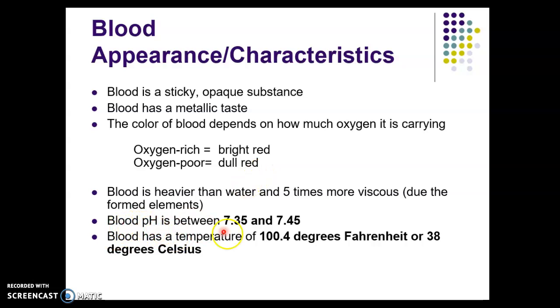The pH is between 7.35 and 7.45, and that is really tightly regulated. Going too low, going too high, like, you know, a 0.2 change could really be catastrophic for somebody. And then I talked about previously how the temperature of blood is 100.4 degrees Fahrenheit or 38 degrees Celsius. And a true fever is really considered anything above 100.4 and above. And that will help us maintain our body temperature.